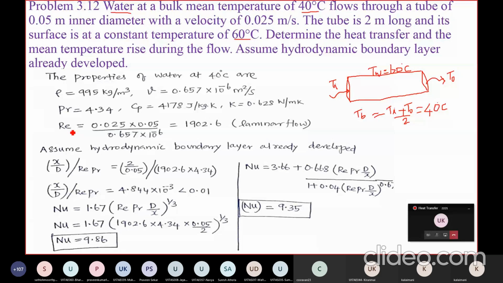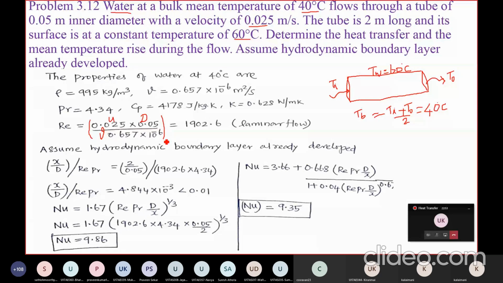Reynolds number is equal to velocity u d divided by kinematic viscosity. So here, what is your velocity? Velocity of the flow is 0.025, that is u. Then what is the diameter of the pipe? Diameter of the pipe is 0.05. Therefore, u d divided by the kinematic viscosity. The kinematic viscosity is 0.657 into 10 power minus 6. Using this formula, I find out my Reynolds number.